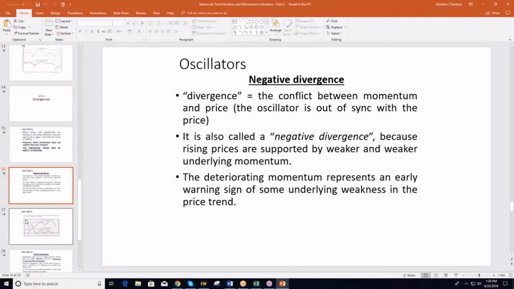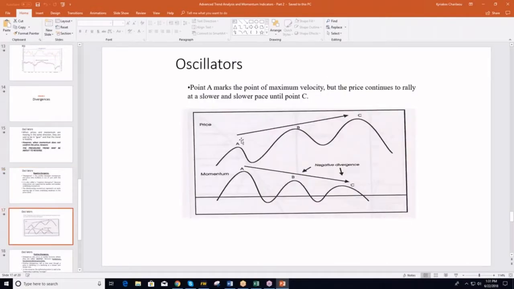It is the conflict between momentum and price. The oscillator is out of synchronization with the price. It is also called a negative divergence because rising prices are supported by weaker and weaker underlying momentum. Then deteriorating momentum represents an early warning sign of some underlying weakness in the price trend. And as you can see here, on the actual price chart, you see higher tops, and lower or equal tops on the momentum indicator.